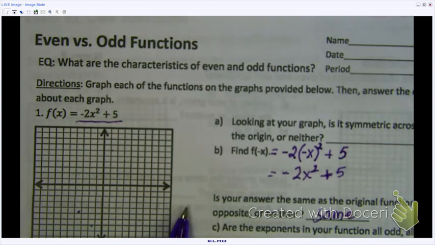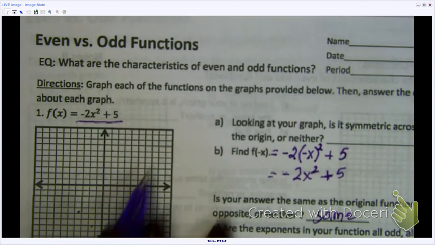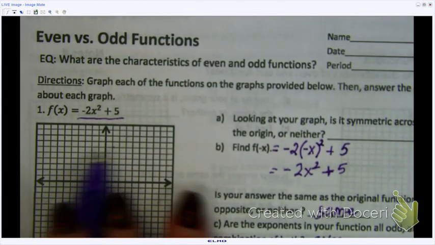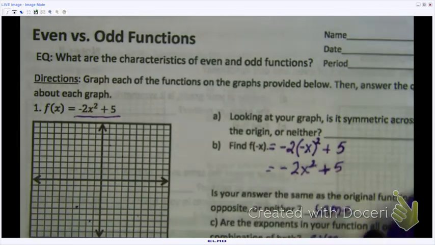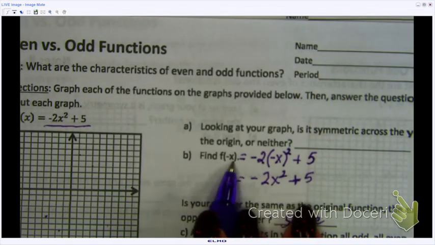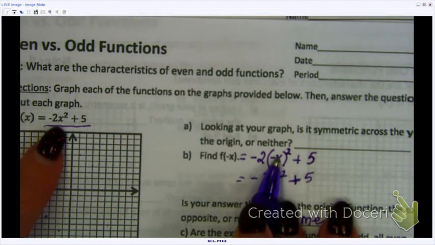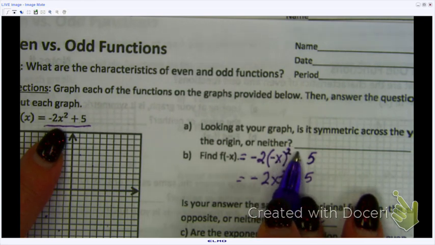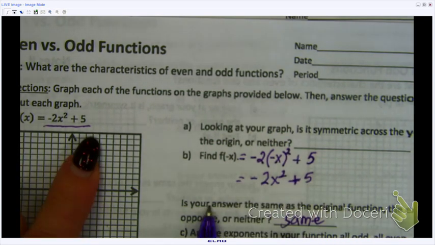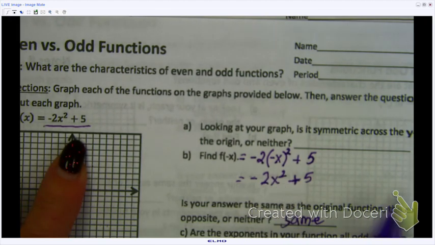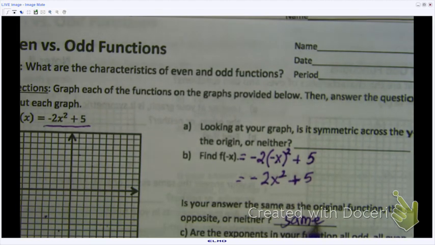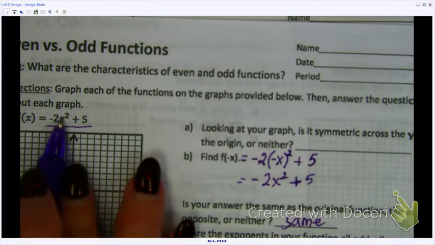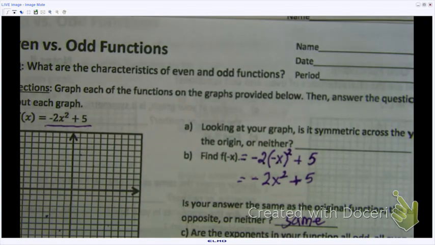So this is a discovery activity. Use a calculator, draw the graph, don't make it a sketch, make it accurate, plot some points and then draw it, and then answer these questions. To find f of negative x, you plug in negative x where the x is, noting that the parentheses go around it and then the exponent, and then you check, is it the same, is it the exact opposite, or neither, and you write that here. Then look at the exponents. Are they all even or all odd or a combination? We only had one exponent. It was even, so we wrote that here.